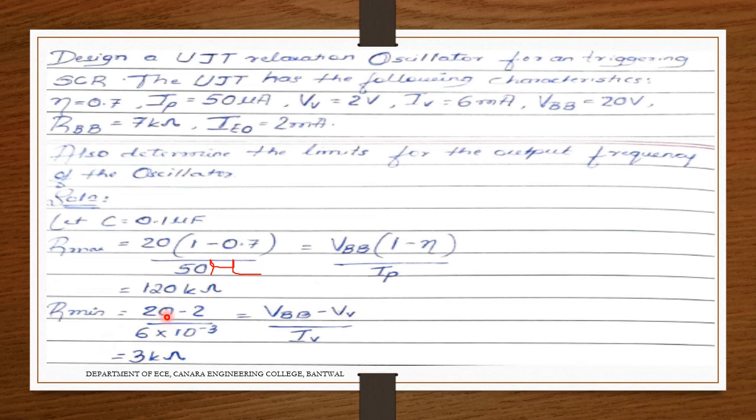Now R minimum is VBB minus VV divided by IV. The advantage here is they have not given VP or VE and IE and all; they have given the values directly, and we just need to substitute those. VBB is the same 20 volts minus VV is 2 volts divided by IV, which is 6 milliamps. Substitute the values and we get 3 kilo ohms.